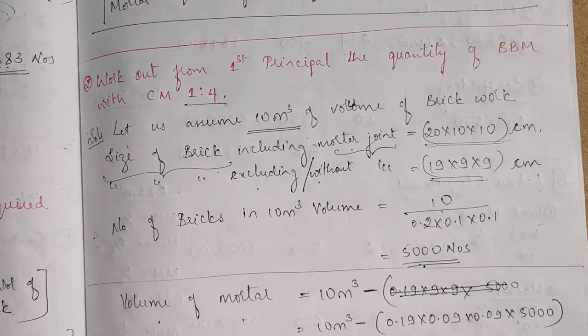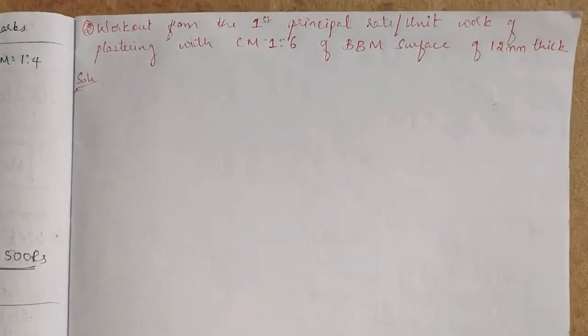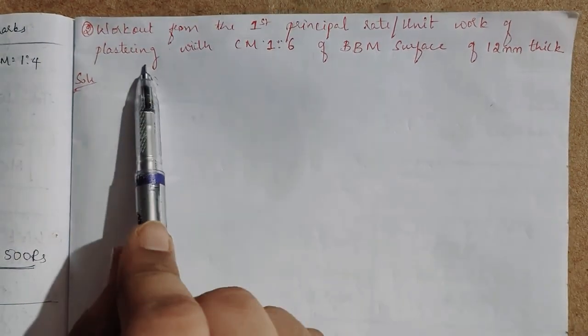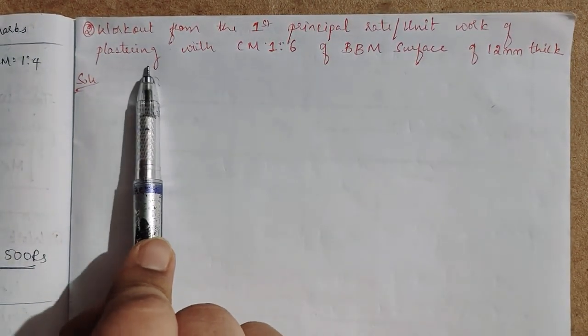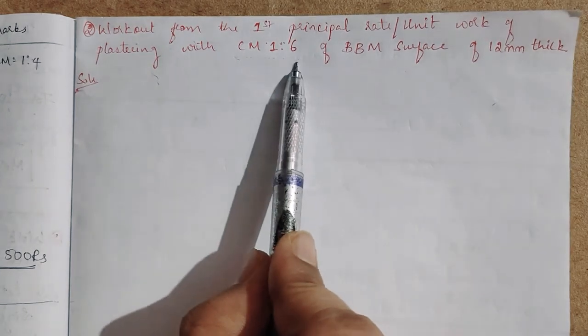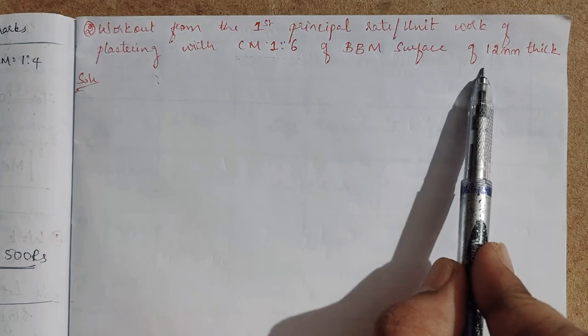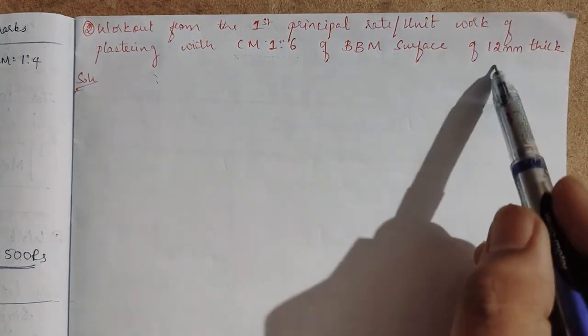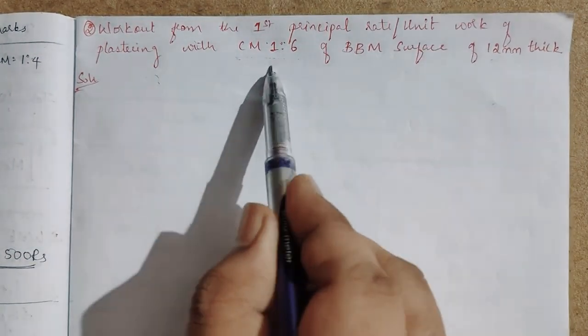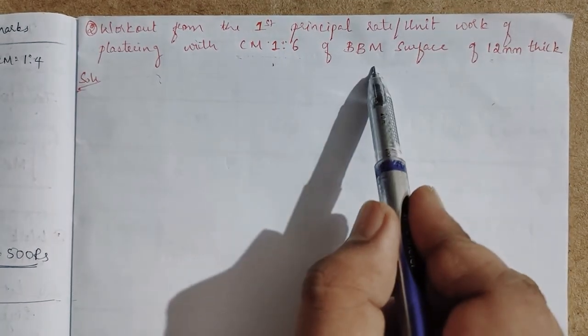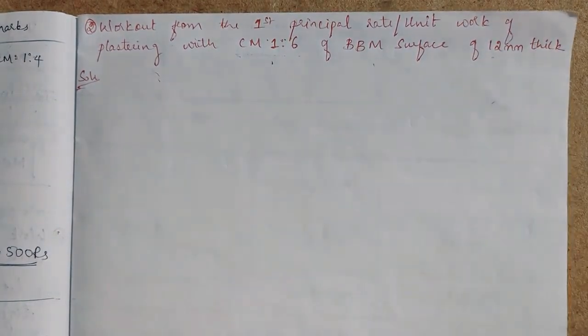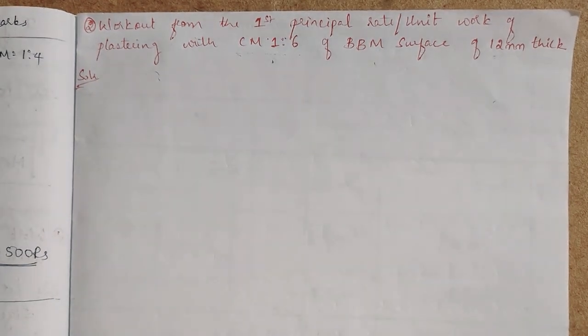Next we will go to another problem. I'll read the question and let you know. So the second question is, work out from the first principle the rate per unit work of plastering. We have to do plastering work here with cement mortar ratio 1:6 of burnt brick masonry surface of 12 mm thick. So 12 mm thick plastering we have to do with the cement mortar ratio 1:6 for the burnt brick masonry surface. It may be a wall, probably it may be a wall.